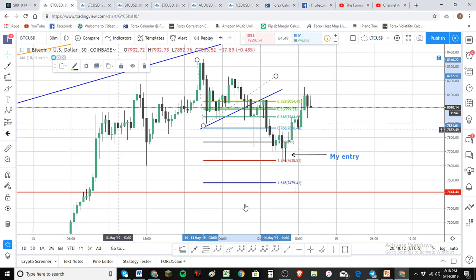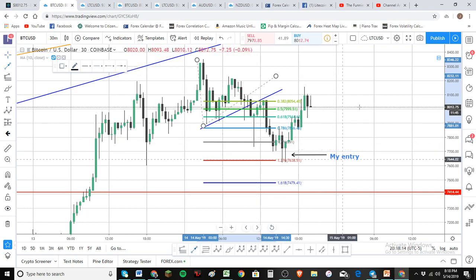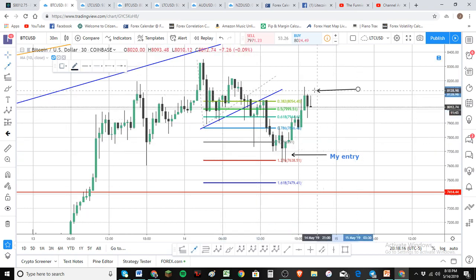I ended up taking profit right up here, and I was counting the waves and using the extensions. At 81.20 was my profit. I missed the top by about $35.